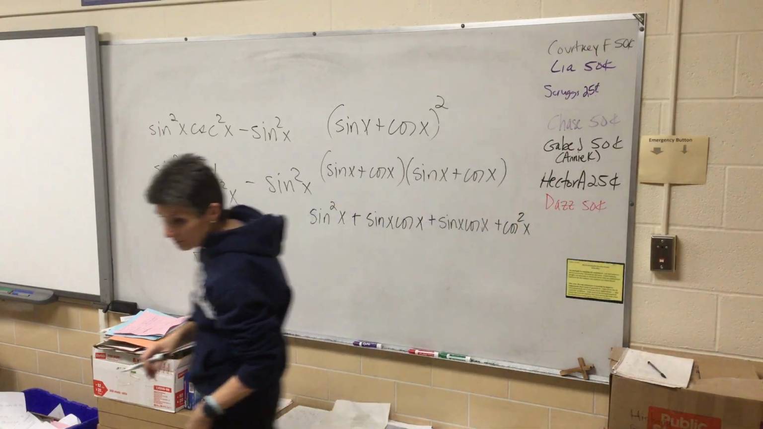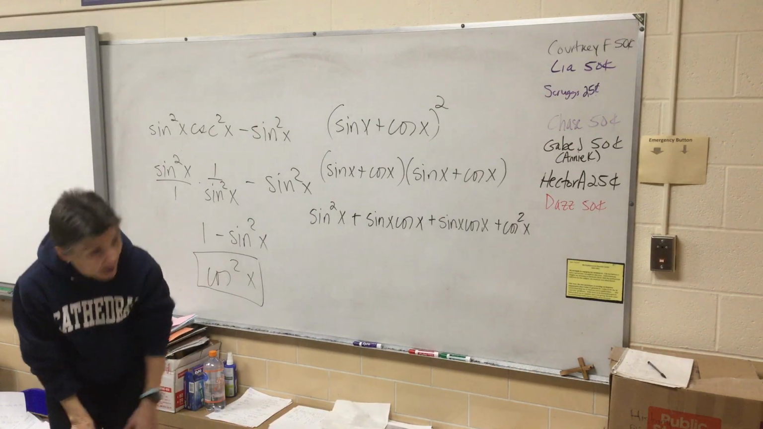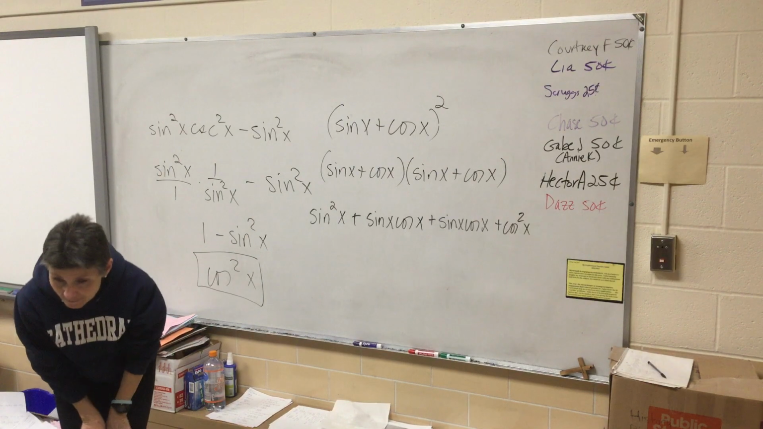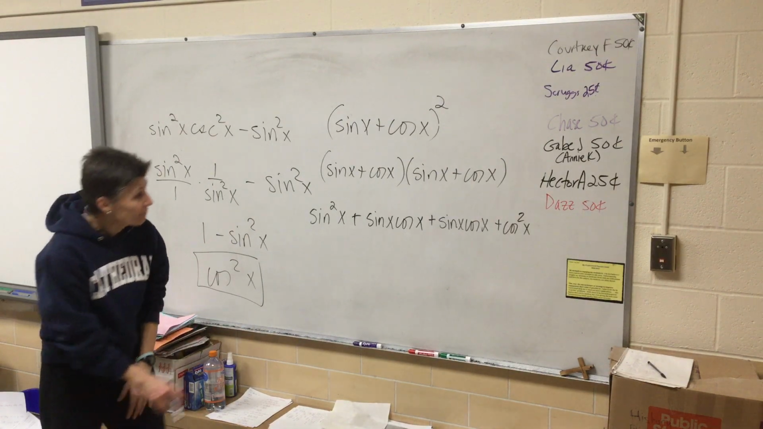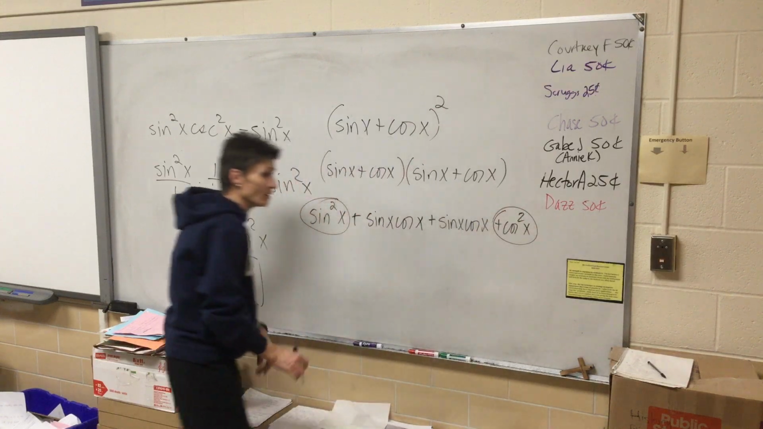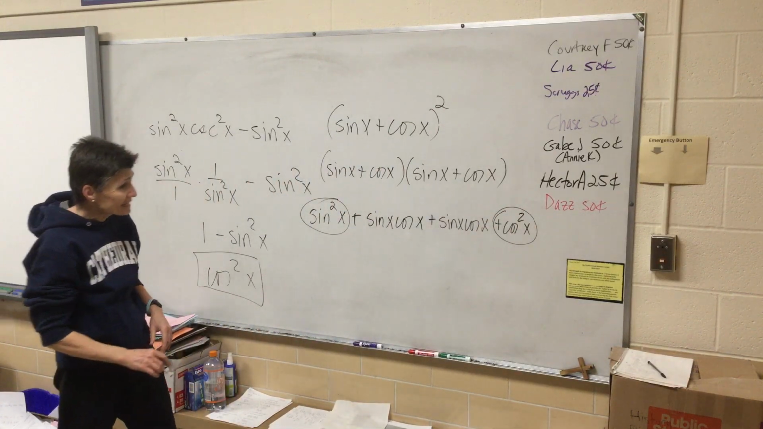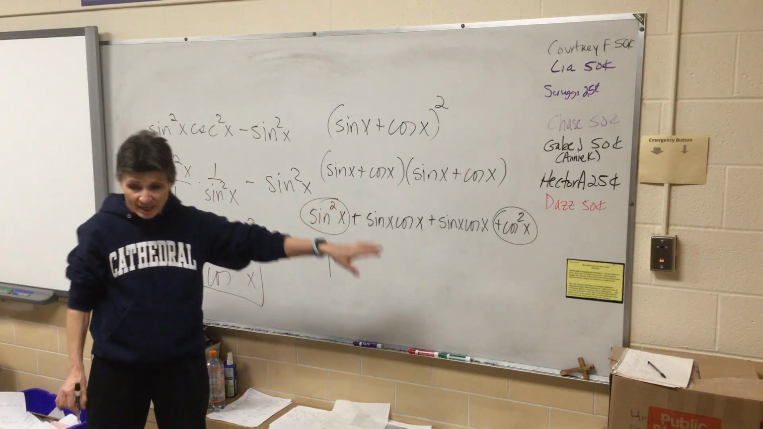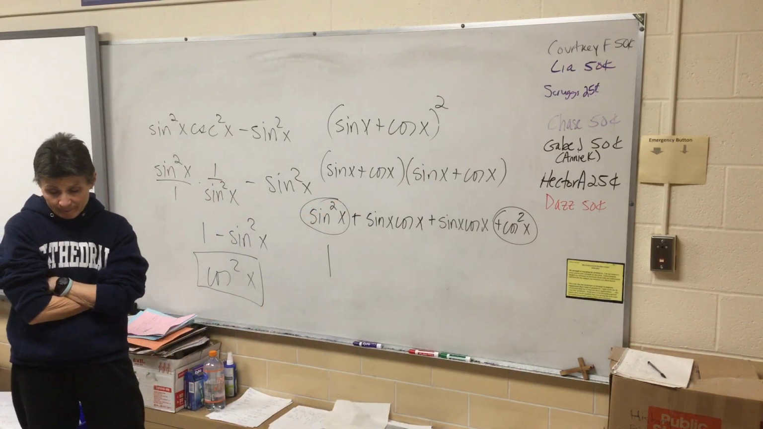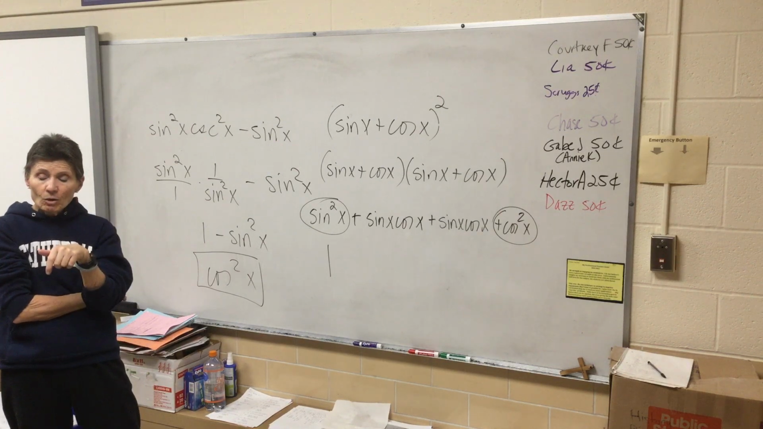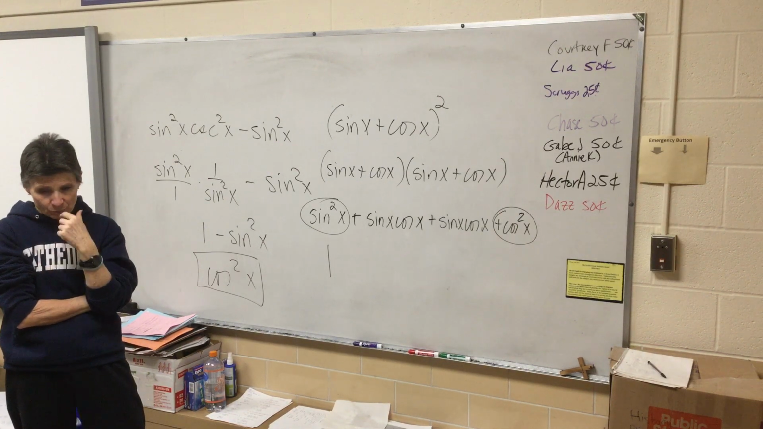Now, gang, you have a sine squared plus a cosine squared, right? And whenever you have a sine squared plus a cosine squared, you can add them together and get 1. So the circled things make a 1. 1. Yes, good. Now, what about the middle two?